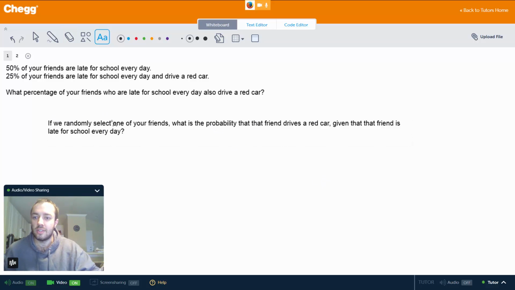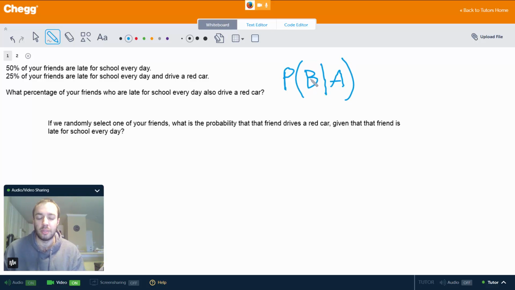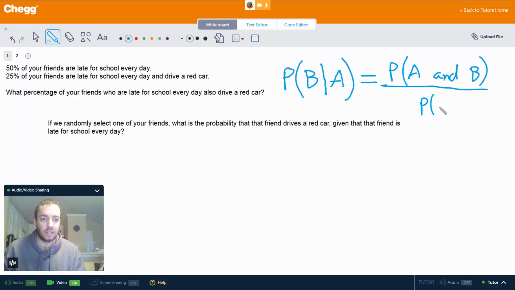And what exactly is a conditional probability type question? Well, first let's talk about the conditional probability formula. So the conditional probability formula says the probability of event B occurring given that event A has occurred. That's how we read this. So this is probability of event B given event A has occurred is equal to the probability of A and B divided by the probability that A occurs.